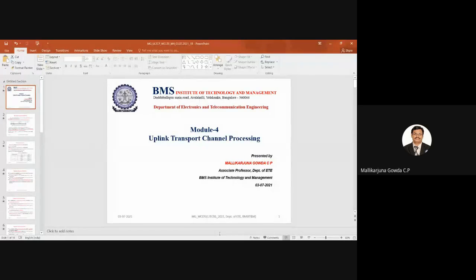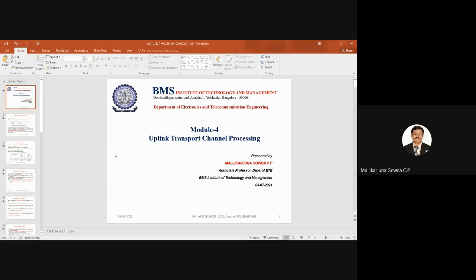Whatever we have discussed so far is about resource mapping as well as the uplink reference signals. There are basically two types of uplink reference signals: one is the demodulation reference signal, and the second is the sounding reference signal. Where they are located depends on the PUCCH format.